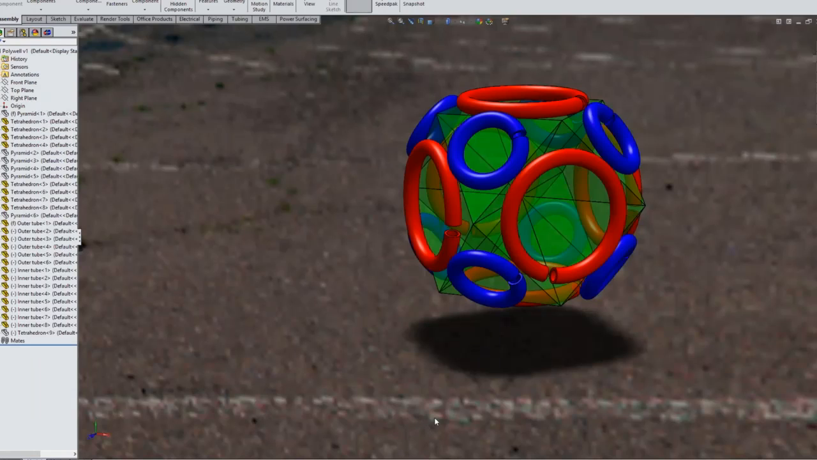Let's see. I think. Oh, let me see. Where is our logo?